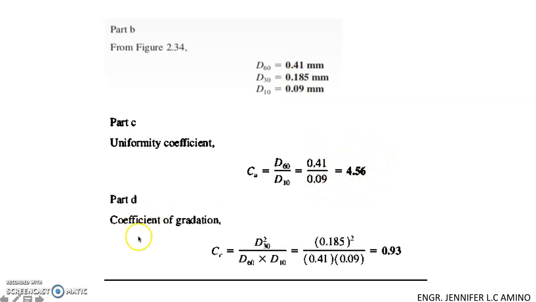And the last one is the coefficient of gradation. This is equivalent to D30 squared over D60 times D10. You simply have to substitute the given values that we have identified a while ago, and that is equivalent to 0.93. So that is the last topic, which is the particle size distribution curve.